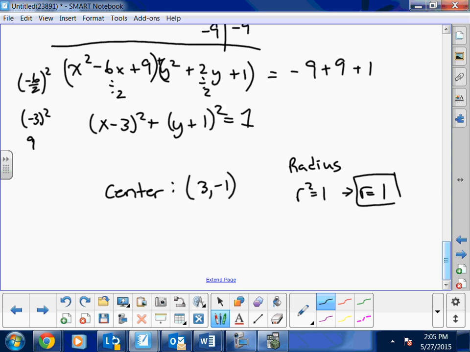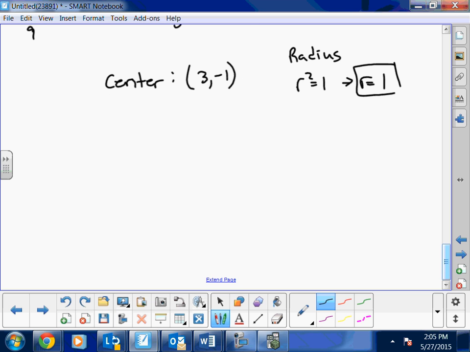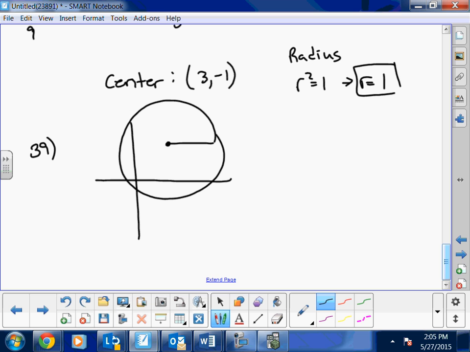Now, it wants us to find the equation of the circle graphed below. So let me go ahead and do question 39 for you. If you're looking at this review, let me go ahead and graph what we see. This is what is graphed. I'm given a dot, and given that this is 5. It doesn't go all the way around there, but pretty close.